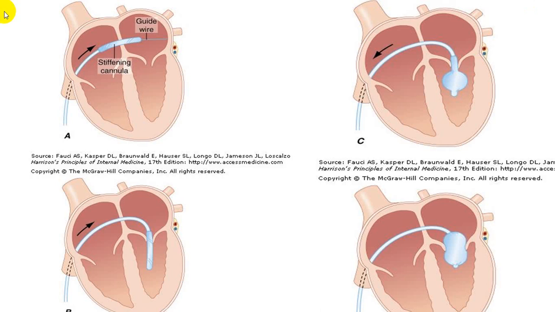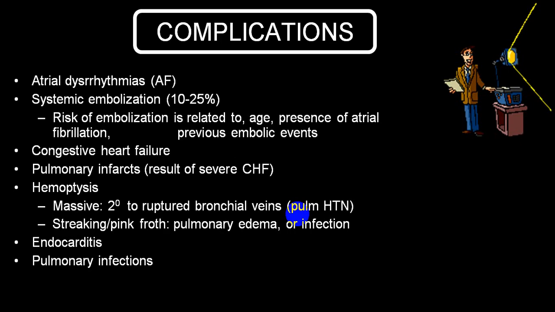You can see here the catheter is introduced from here via the atrial septum into the left atrium, and then with the balloon you inflate the balloon and dilate it, and procedure is over. So very simple. And if the valve is very much calcified, then you replace it by artificial valve.